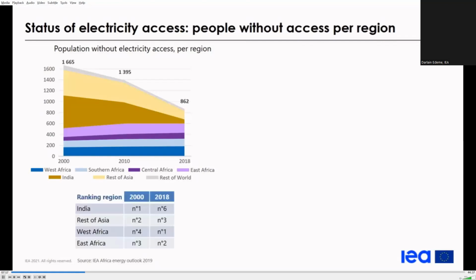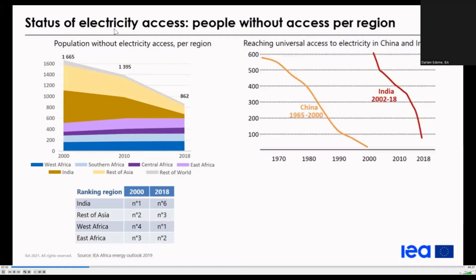So in terms of region, India was the #1 region concentrating people without access in the year 2000, but this has decreased as India reached universal access in the past years. On the contrary, regions such as West Africa and Eastern Africa have come to the top ranks of the ranking.